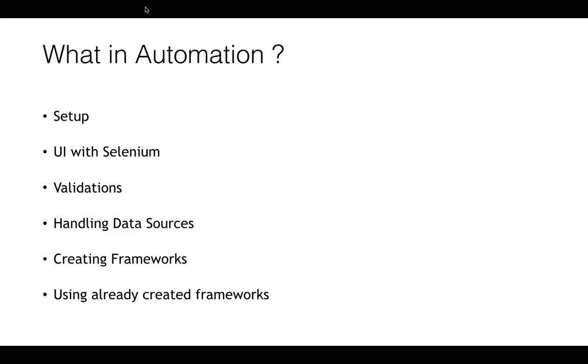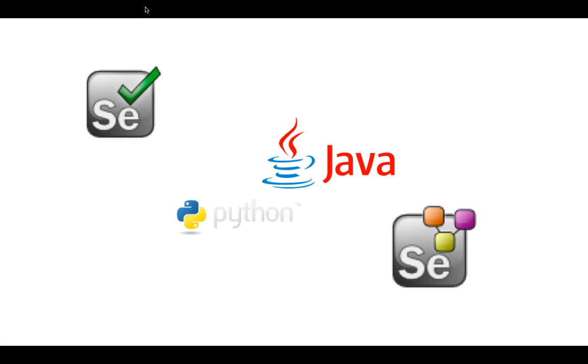Then we'll talk about different frameworks which we can create, or the frameworks which are already present, and how we can integrate them with Selenium and Python. And then we are going to have all the features of Java in Python. So we are going to implement all the Java features in Python and also use them with Selenium. So that's a big deal, and that's something which is very new and is not taught in a general manner.